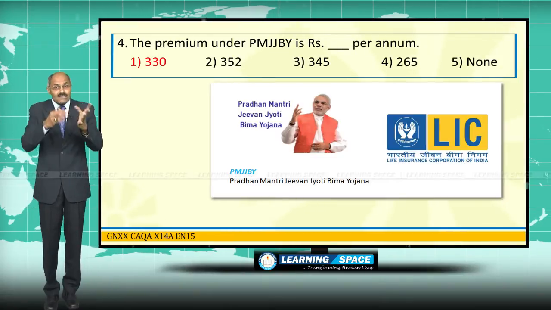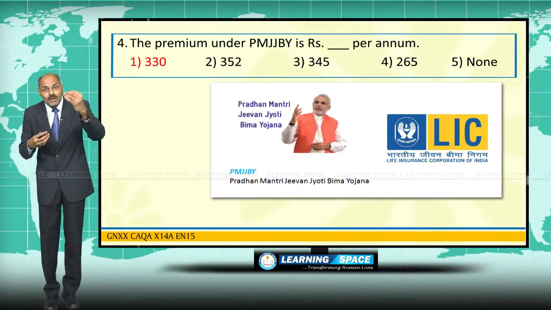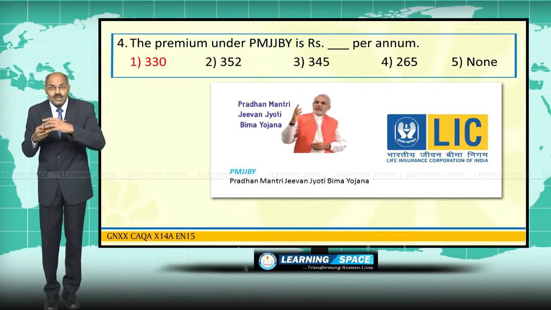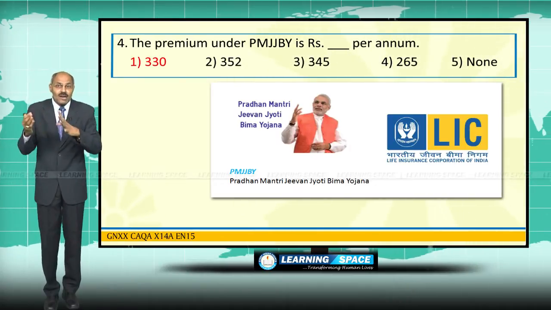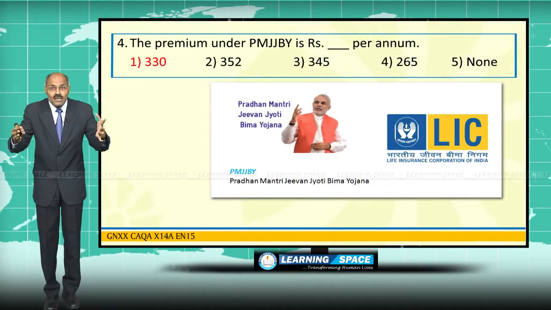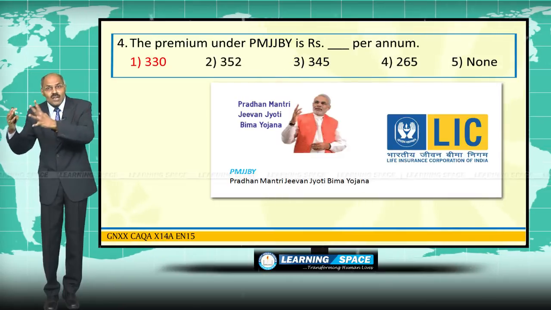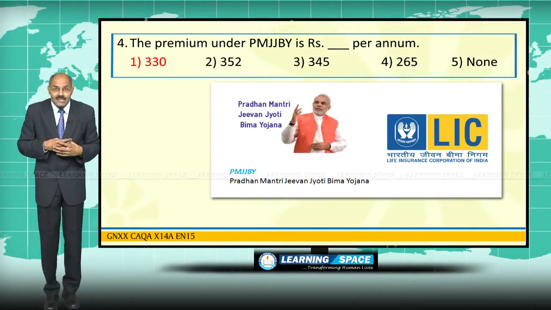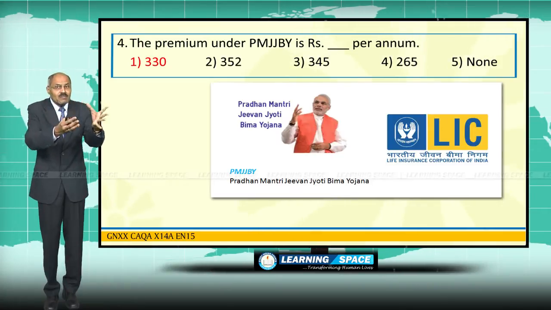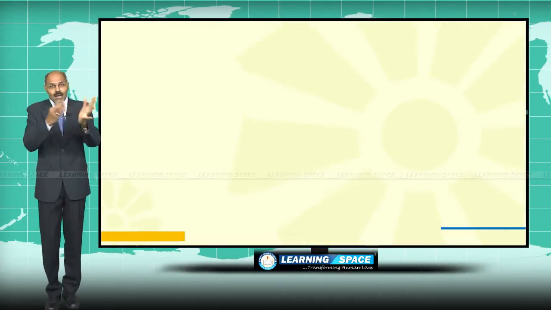Please don't forget. There is another program, that is Pradhan Mantri Suraksha Bhima Yojana, that was also announced in the budget, and the premium there is rupees 12, that is for accidental insurance. For accidental insurance, the premium is rupees 12 per annum. For life insurance, the premium is 330 per annum, and life insurance covers 18 to 50 years age group. If someone dies, he will get rupees 2 lakh. In Pradhan Mantri Suraksha Bhima Yojana, if someone dies because of accident, he will get rupees 2 lakh. Right? Please don't forget these figures. Here the premium is rupees 330, and for Suraksha Bhima Yojana, the premium is rupees 12 per annum. Look at the next one.